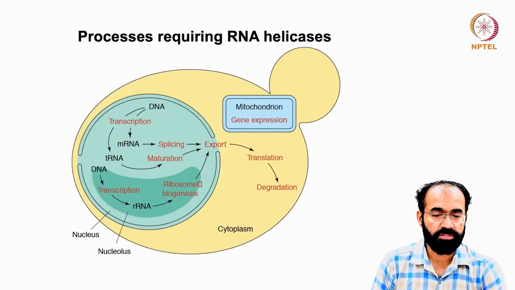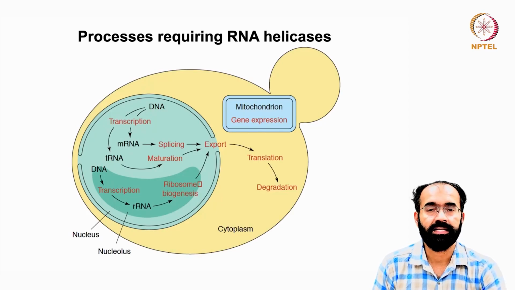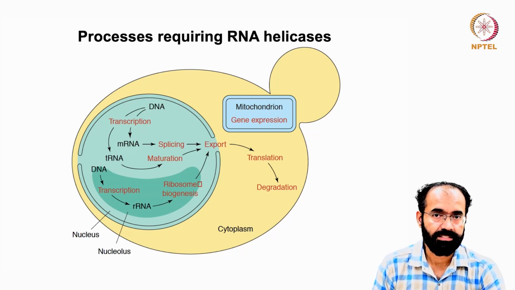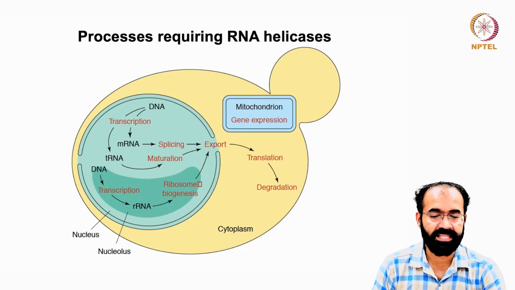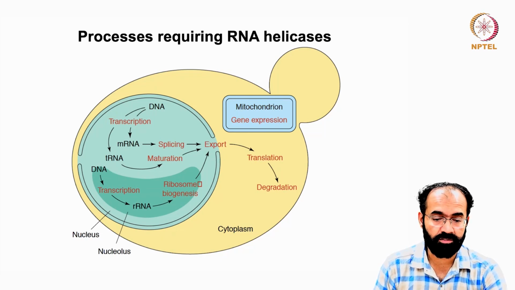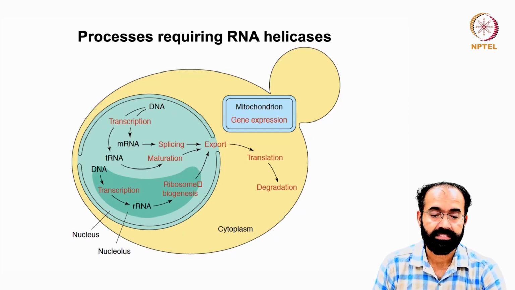There are plenty of processes that require RNA helicases. In a nutshell, pretty much every function in gene expression or gene related functions requires RNA helicases at some time point or the other. Like we can see here, you have DNA transcribing into mRNA and tRNA, and mRNA undergoes splicing, tRNA undergoes maturation, and it gets exported, and translation and degradation. Each of them, shown in red, requires helicase action in some way or the other.